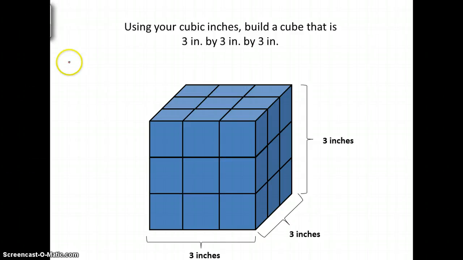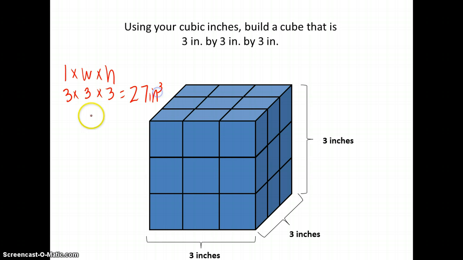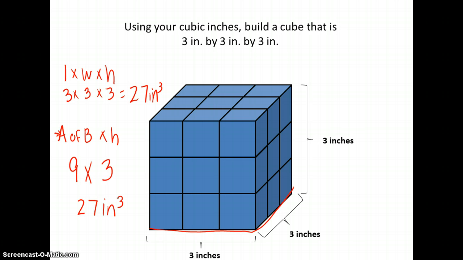And to find the volume of that, I used one of two formulas, length times width times height, or 3 times 3 times 3, to get 27 inches cubed, or the area of the base times the height. And this formula is going to be really important as we look at cylinders. But let's look at it. The area of the base, the length times the width, was 9 times my height, which is 3. I still got 27 inches cubed.